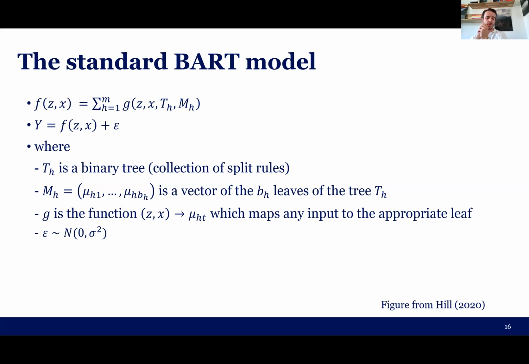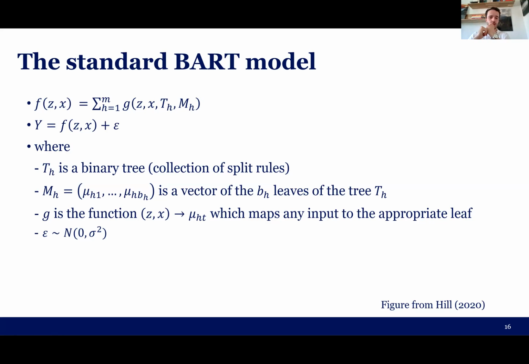And that is just the sum of m different trees, where each of these trees is what we saw on the previous slide. Or rather, it's a function g which assigns to each observation its corresponding mean parameter. So each tree is just a binary tree, which defines a partition of the covariate space. And then M, this capital M, is the collection, for a specific tree, of the mean parameters in each of the sets in the partition. These mean parameters are also called leaves.